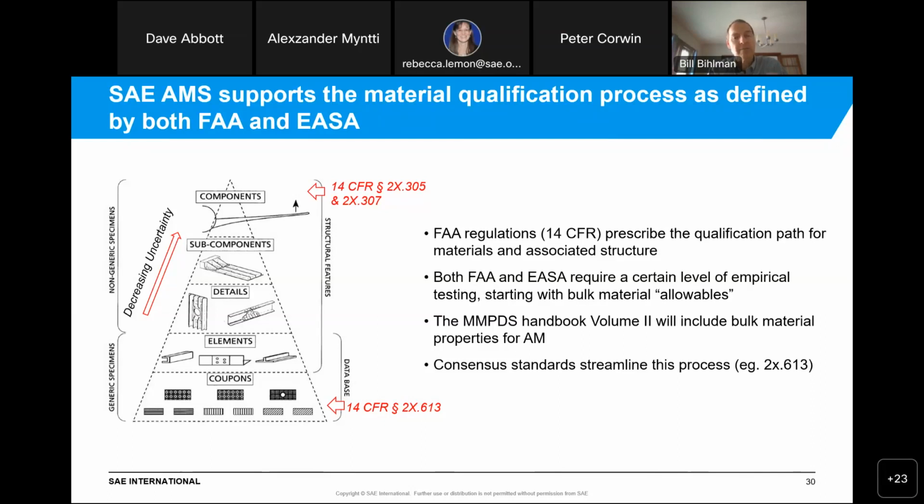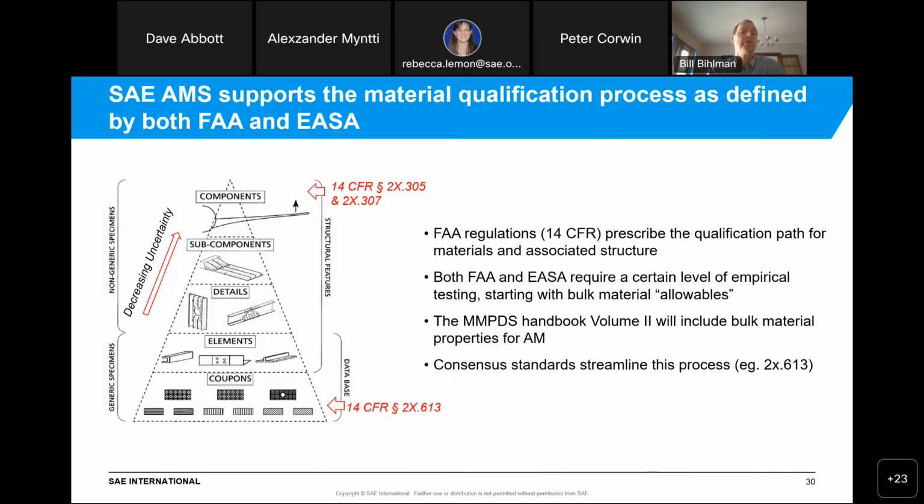If it's metals, and I'm focusing on metals, Paul Jonas will follow and talk in more detail about non-metals, ostensibly polymers. But the main handbook for metals is MMPDS, and they talk about the bulk material characterization. Yeah, they have a new volume that's looking at additive manufacturing. And then its counterpart in the non-metals world, the polymers world, is CMH-17. Both are former military handbooks. In the case of MMPDS, it's former Mil Handbook 5, and of course CMH-17 is former Mil Handbook 17.